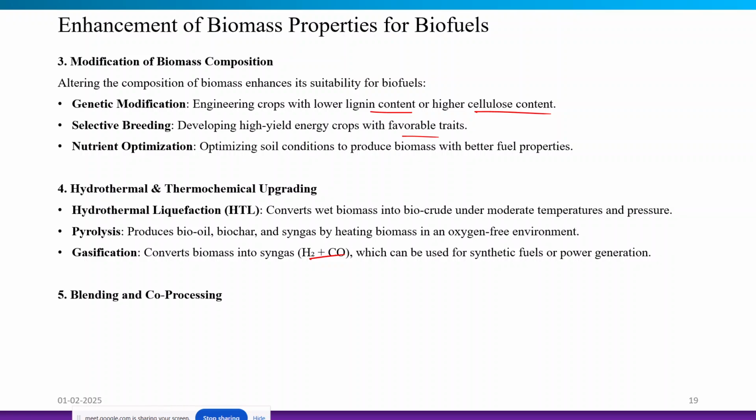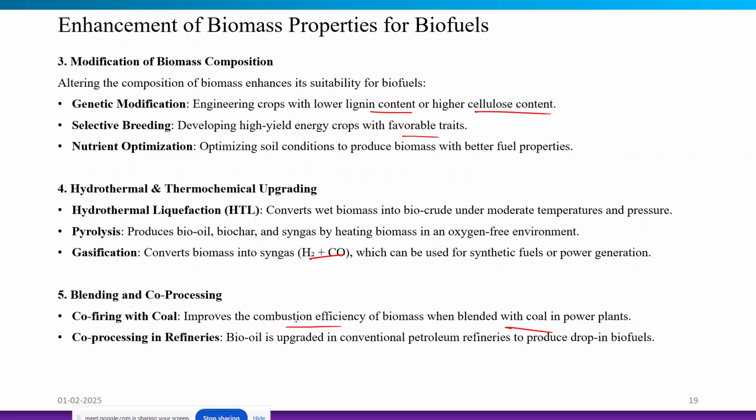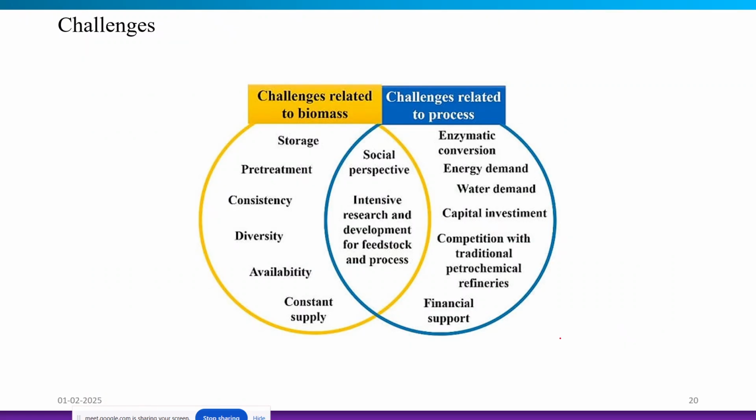And blending and co-processing. Blending includes co-firing with coal, that I was talking about a few slides back. Co-firing with coal will improve the combustion efficiency of the biomass. When it is blended, not utilized as a single energy source, but blended with the coal, then the combustion efficiency in the power plant is very high. But studies on the mixing ratio should be done beforehand, before putting it into the existing power plant. And co-processing in the refinery: bio-oil is upgraded in conventional petroleum refineries to produce drop-in biofuels.